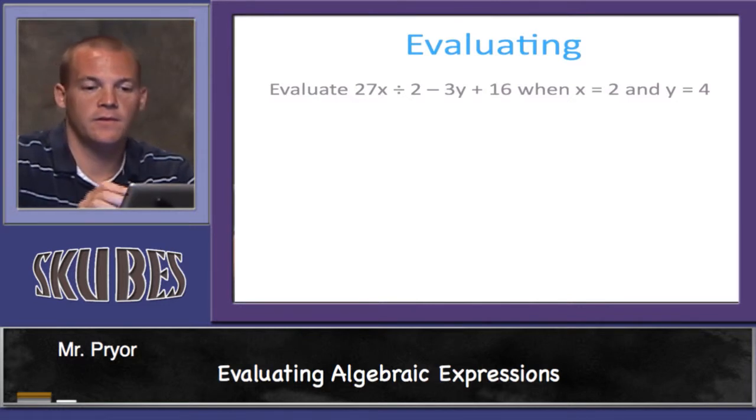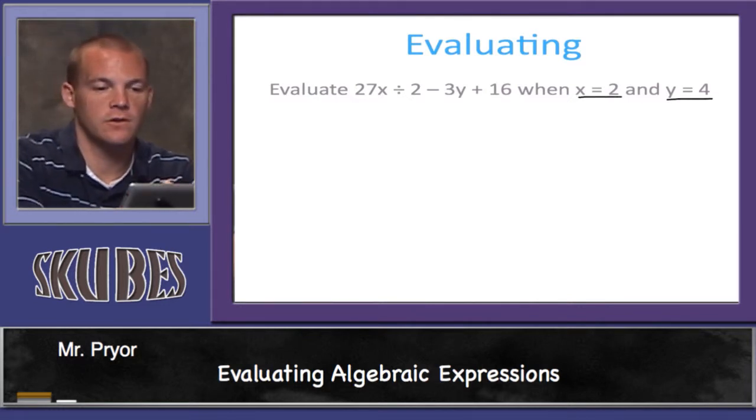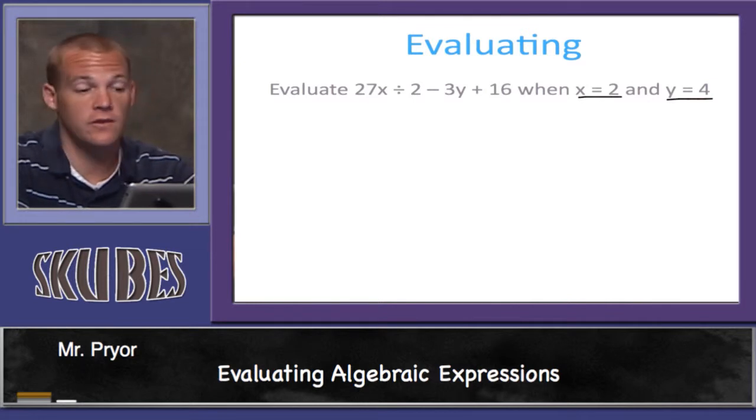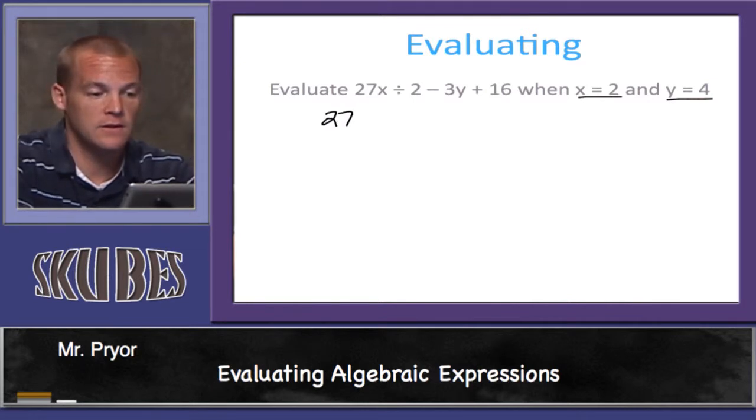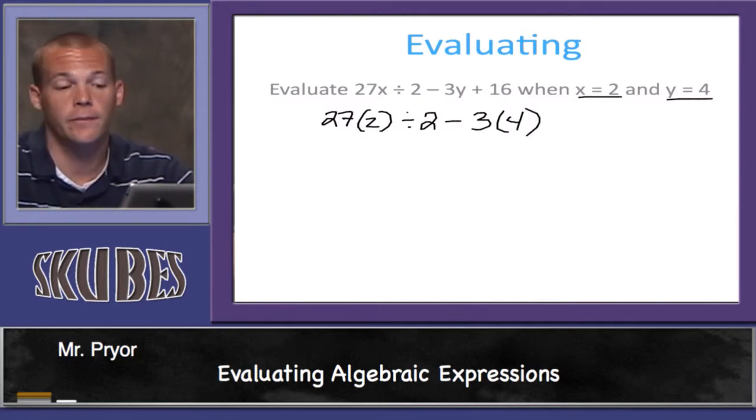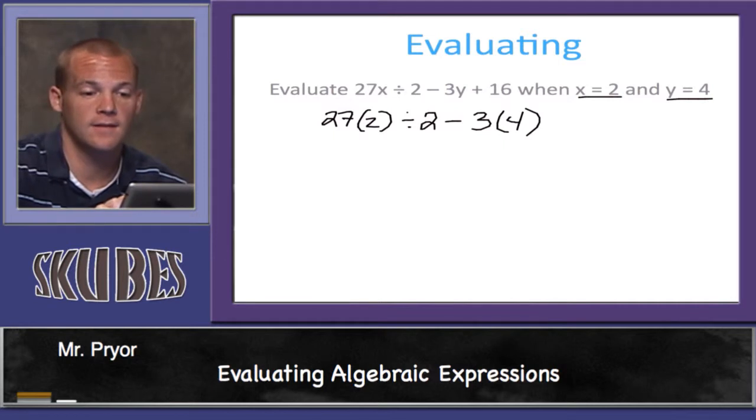All right, so let's take a look at another example here. This time we're going to be substituting in 2 for x and 4 for y. So I'm going to go ahead and rewrite my problem, substituting in those values. That's going to be 27 times (2), since x is 2, divided by 2, minus 3 times (4), which 4 again is what you're substituting in, so notice I put it in parentheses, and then plus 16.